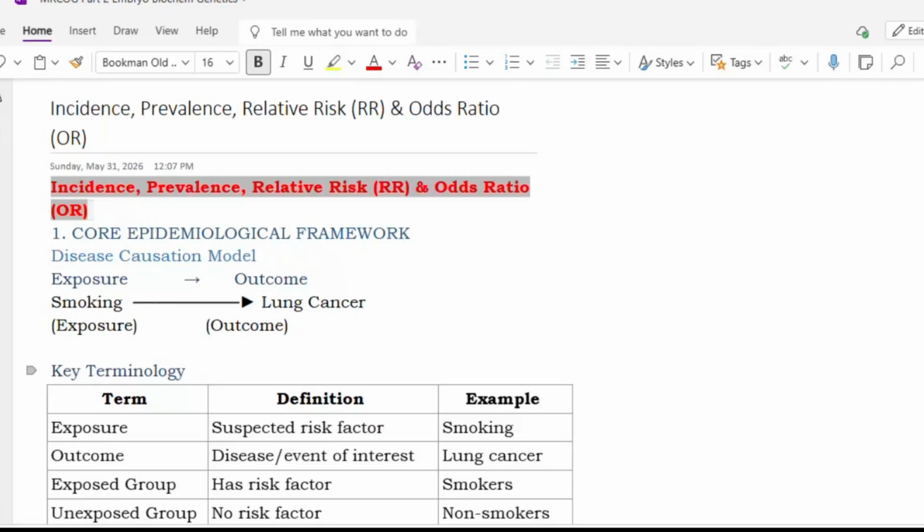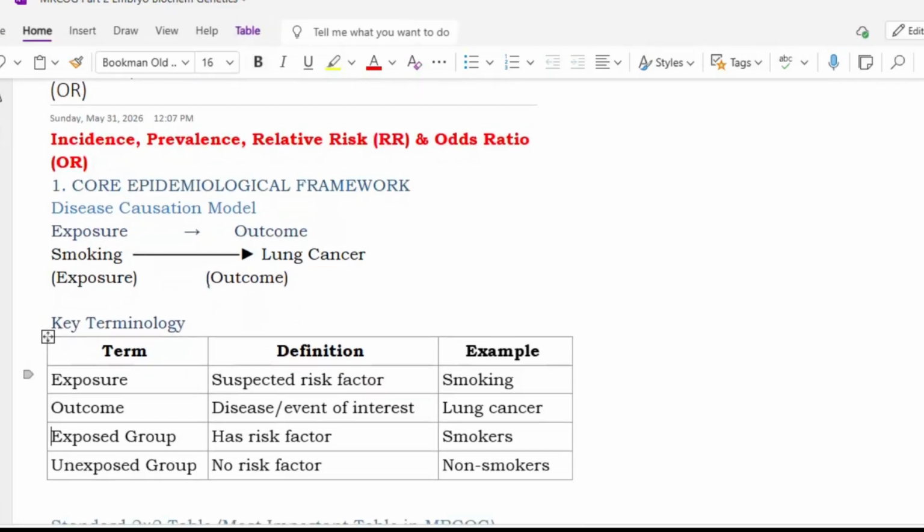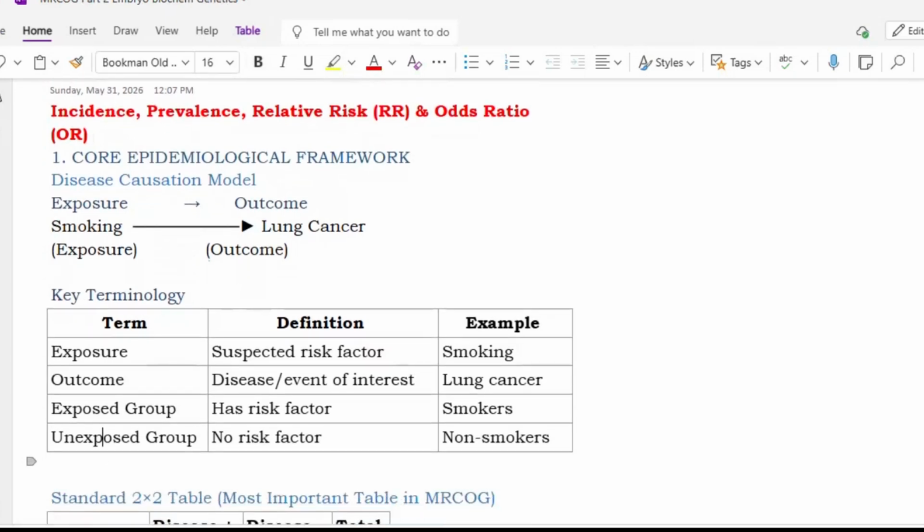There are certain terminologies we should know. What is exposure? Exposure is related to the suspected risk factor, like smoking. Then outcome is the disease or the event of interest, and an example is lung cancer. Then there is the exposed group, that means the group that has the risk factor, like when we are dealing with a group of smokers. Then what is the unexposed group? This group does not have the risk factor, for example non-smokers.